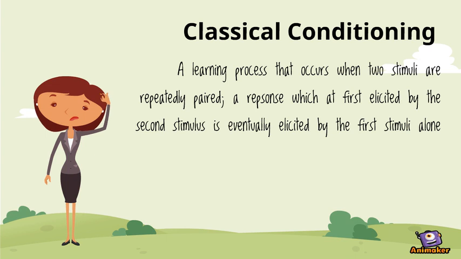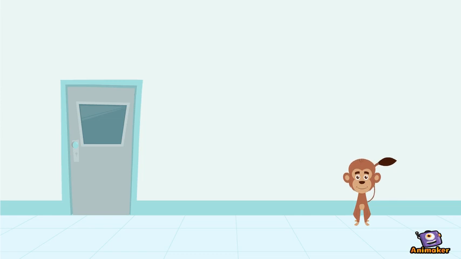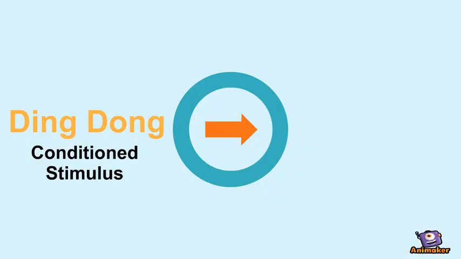Classical conditioning is defined as a learning process that occurs when two stimuli are repeatedly paired. A response which at first is elicited by the second stimulus is eventually elicited by the first stimulus alone. Prior to classical conditioning, the eventual conditioned stimulus, the doorbell ringing, creates no response in the subject. When not paired with anything, the conditioned stimulus will not create a response in the subject.